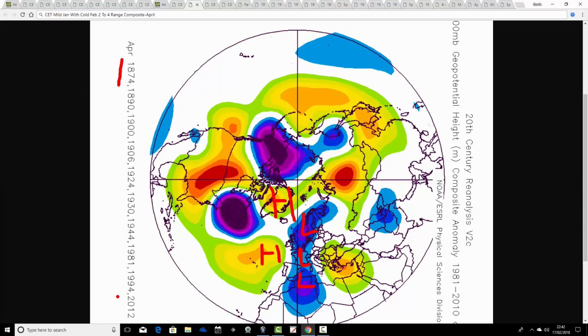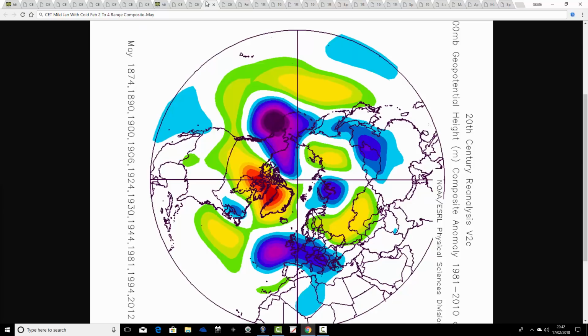This is going again from 1874 to 2012. Then we move through to May. So again, these are mild Januaries with slightly colder than average Februaries. And what we find for May is very similar.